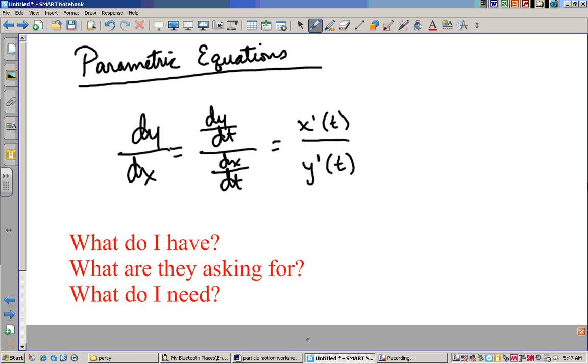Sometimes you'll actually be given dy dx. So every once in a while, what they'll do is they'll give you this one, and they'll give you this one, and you'll have to find dy dt. If that's the case, then you set it up as a regular equation, solve for dy dt, and so forth. So be careful. Always ask yourself, what do I have? What are they asking for? What do I need? And that should help you with that part.